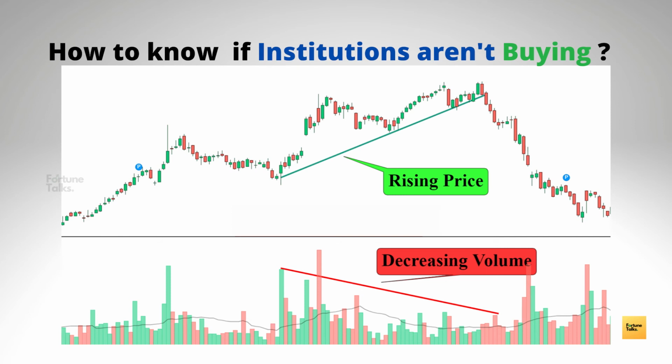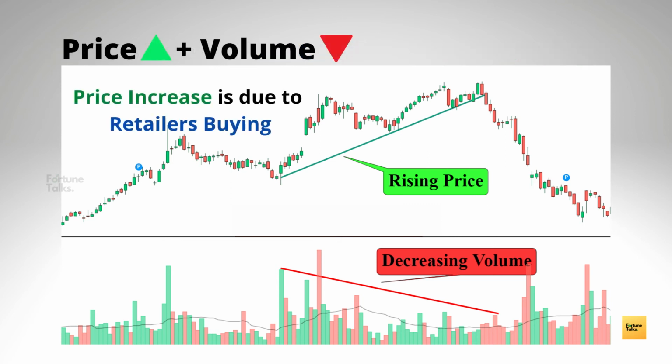big players? Now, using the basic rule, if they were buying, then the volumes would have increased and not decreased. In this case, the price increased but the volume has decreased. Now, what does the price increase associated with a decreasing volume indicate? It means that the price is increasing because of small retail participation and not really the influential buying by the big players.